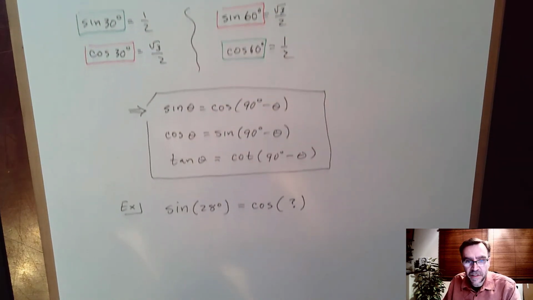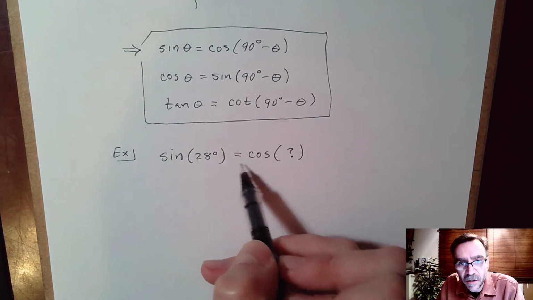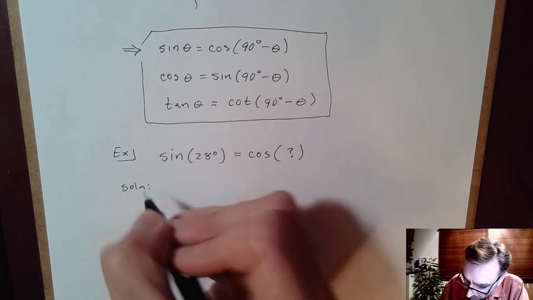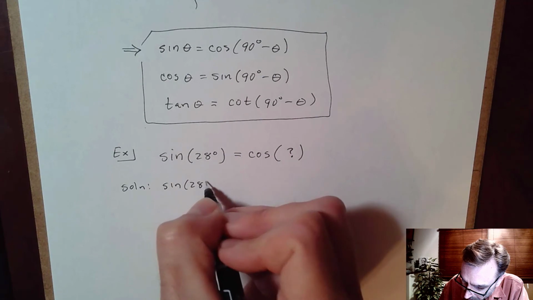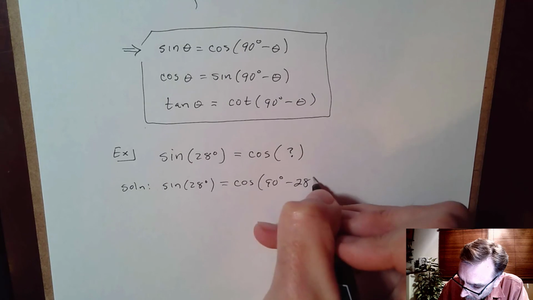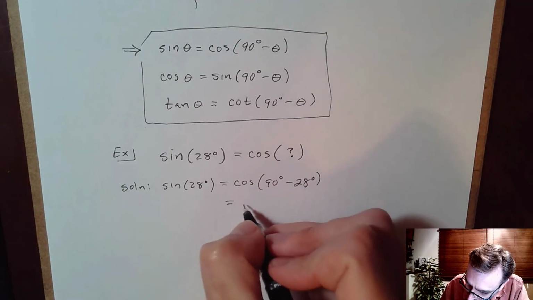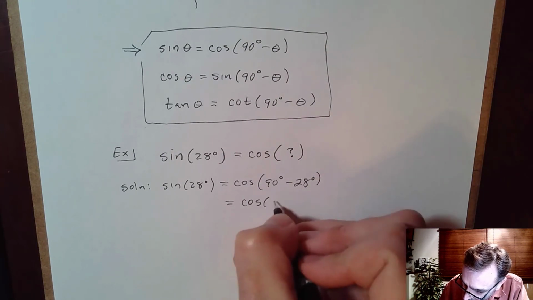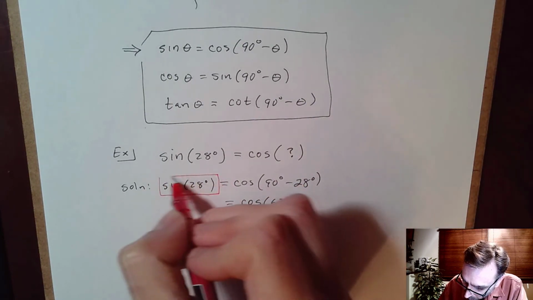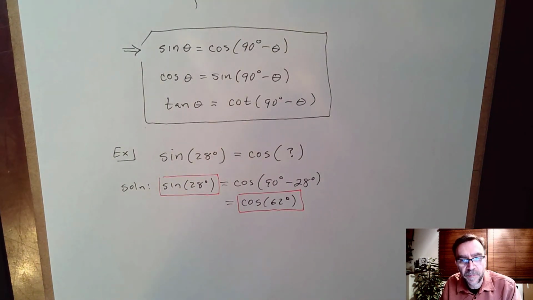Okay, so with that observation, we can do this last example where they want us to find sine of 28, and that's going to be equal to cosine of what? All right, to solve this problem, we would say sine of 28 degrees is actually equal to cosine of 90 degrees minus that 28 degrees. And so 90 minus 28 degrees is 62 degrees. So cosine of 62 degrees is supposed to be equal to sine of 28, right? And notice 28 plus 62 add up to 90.